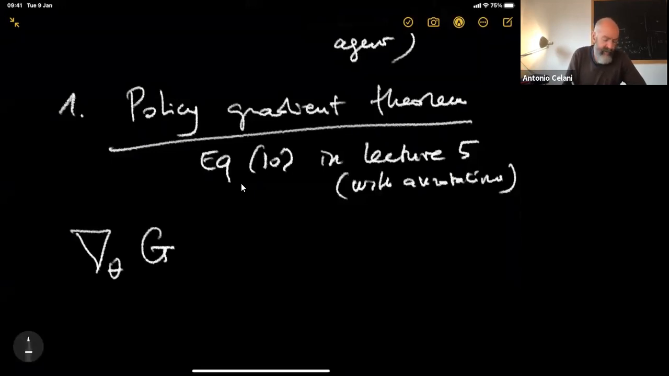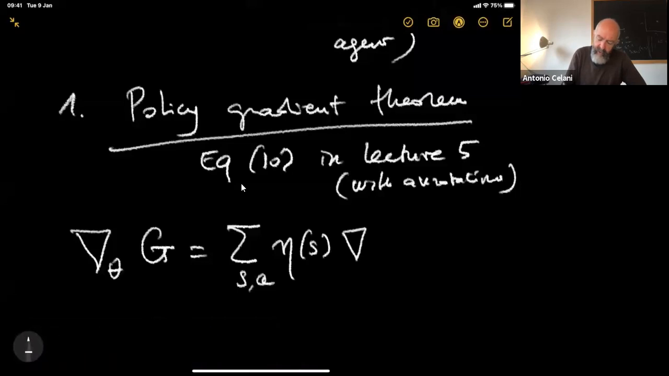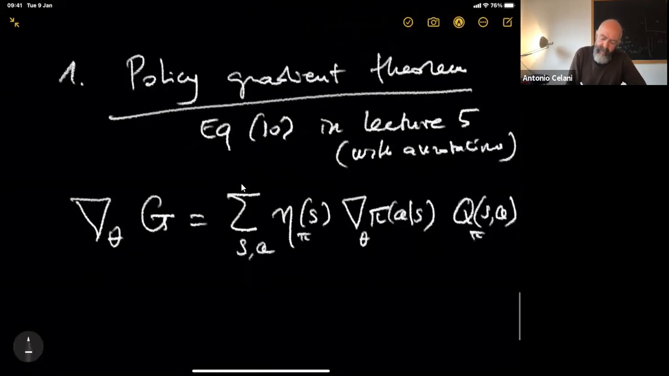And this tells me that the gradient of theta g can be written as the sum over states and actions of eta s, let me write it, and then I will recall to you what these objects are: the gradient of the policy itself times the Q function. The policy depends on the parameter theta, so the derivative here acts only on this thing.